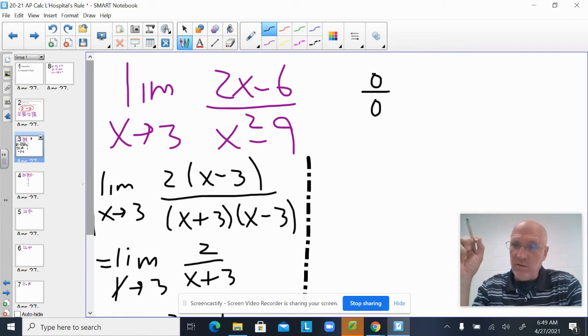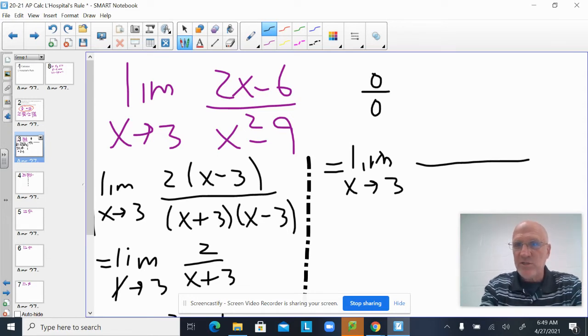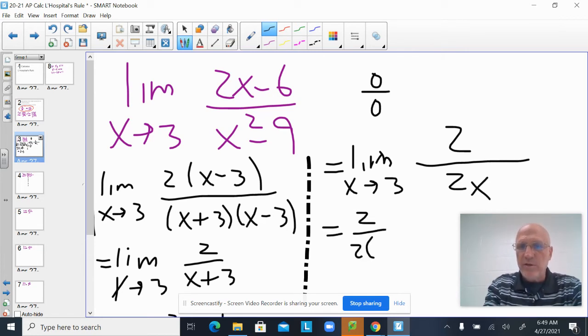But since direct substitution leads to 0 over 0, we can use L'Hopital. L'Hopital says that I can take the limit as x approaches 3 of the derivative of the top. The derivative of 2x minus 6 is just 2. And the derivative of the bottom is 2x. And now if I use direct substitution, I get 2 over 2 times 3, which is in fact 2/6, which does in fact equal 1/3.